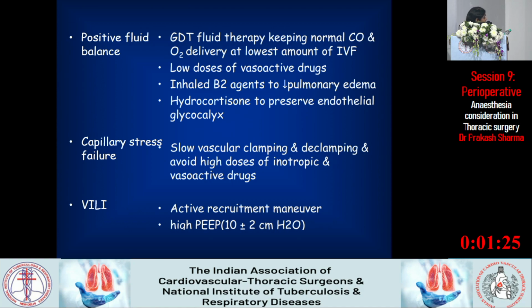In terms of positive fluid balance, the damage caused by a positive fluid balance for a patient undergoing thoracic surgery means goal-directed fluid therapy is a must, so as to keep a normal cardiac output and oxygen delivery at the lowest amount of IV fluids that we have to give to the patient. Low doses of vasoactive drugs are of utmost importance. Inhaled beta-2 agents decrease pulmonary edema, and hydrocortisone preserves the endothelial glycocalyx. The capillary stress failure again can be decreased by slow vascular clamping and declamping of the arteries and avoidance of high doses of inotropic and vasoactive agents. The incidence of ventilator-associated lung injury has already been discussed earlier.